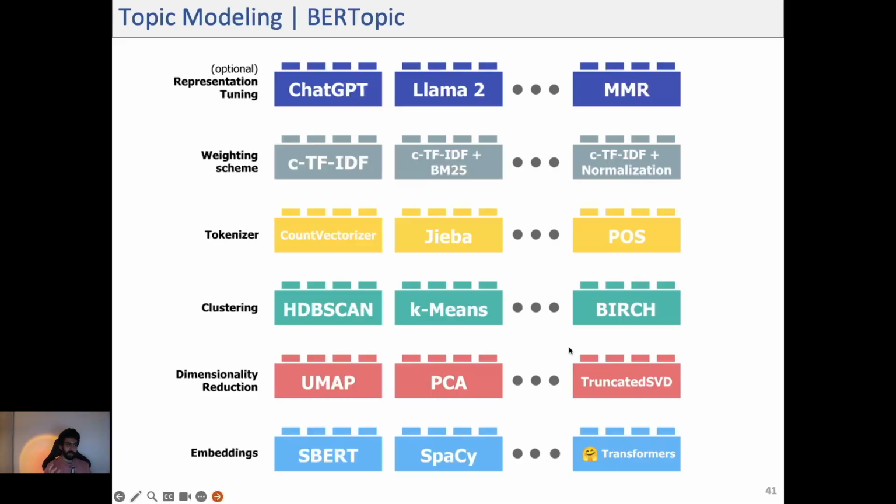Next, to make the data more manageable, we said we apply dimensionality reduction, and the most common choice here is UMAP, but PCA and SVD are also available, especially useful if you want a linear method or a faster runtime. Then we go ahead and cluster documents based on their reduced embeddings.